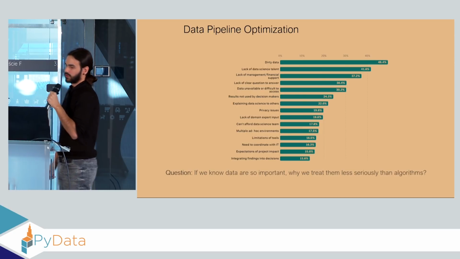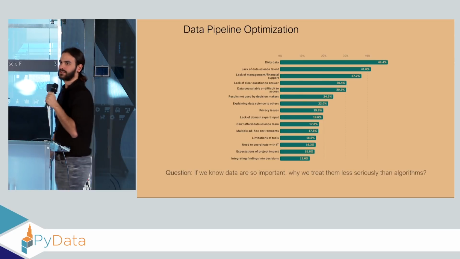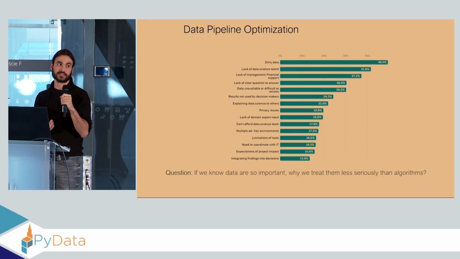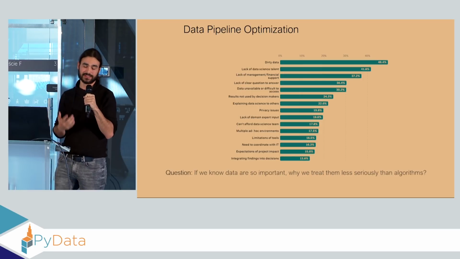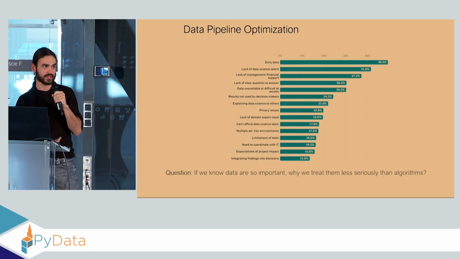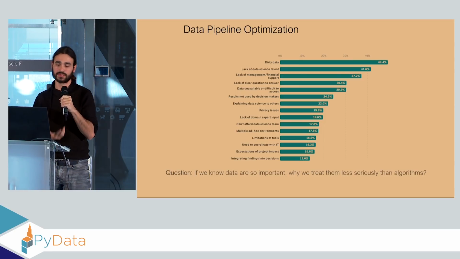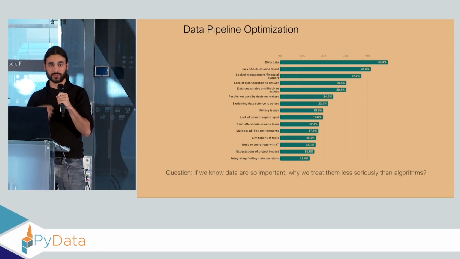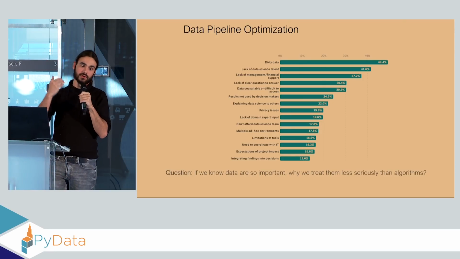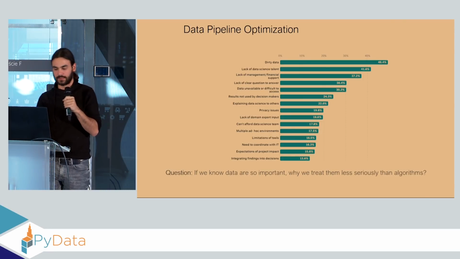But my question was, if we know that data are so important, why are we really treating it less seriously than the algorithms? We know right now that data are so important, even more than algorithms. We have good understanding of plenty of algorithms. Even neural networks, deep learning, we start to understand how they work, what their capacities are, but we know that your algorithms cannot provide you better results than the quality of your data.